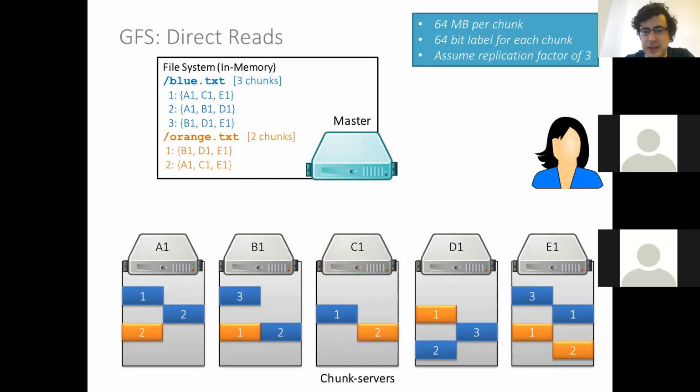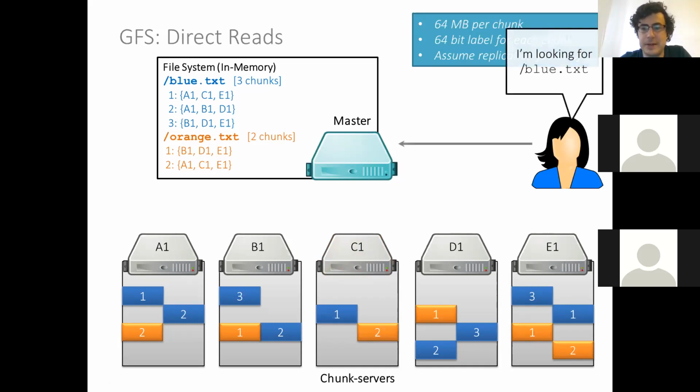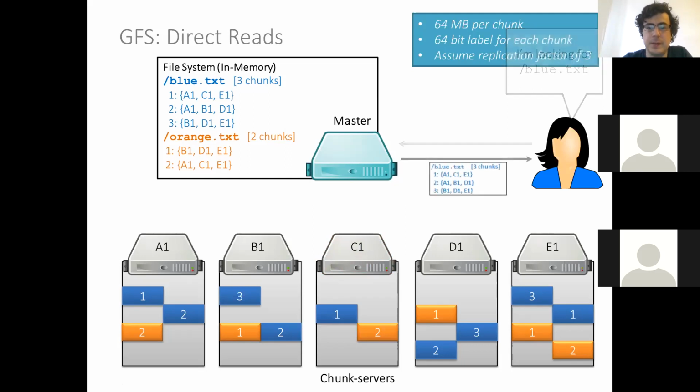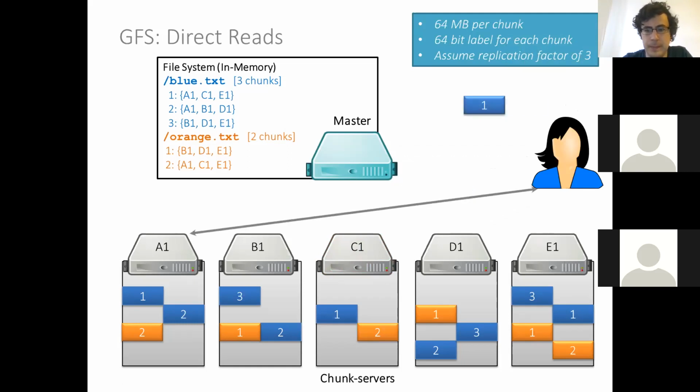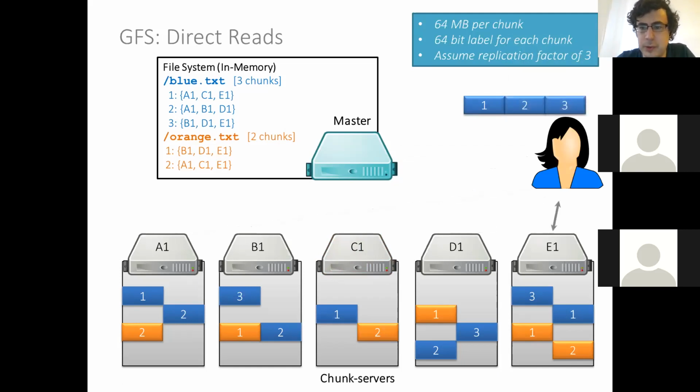Okay, so we'll assume the machine is working here again. The next thing would be reads. So how do we manage if a client is interested in reading the blue dot text file? The client can send that request to the master, and the master will send back information about which chunk servers store which blocks of data, which chunks of data. And then the client can read from any one of them. So it can read blue 1 from A1, blue 2 from D1, blue 3 from E1.